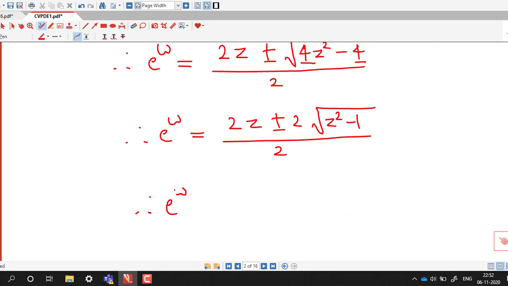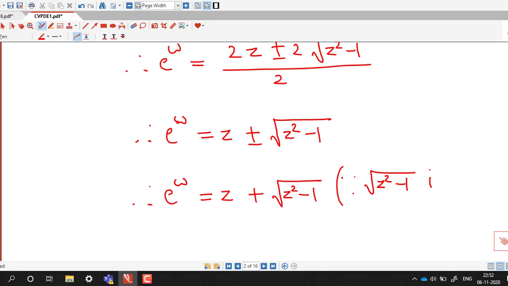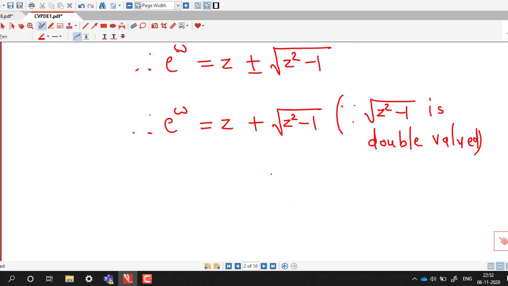So we can cancel out 2 and we are left with Z plus or minus square root of Z square minus 1. Now this square root of Z square minus 1 is already a double valued function. So instead of plus or minus, we can simply write plus square root of Z square minus 1, because this is a double valued function. So it is not necessary that we write both the signs. Because it is a double valued function, we can ignore the negative sign.